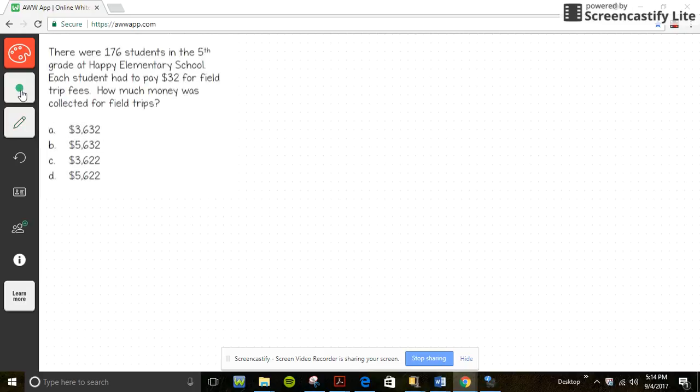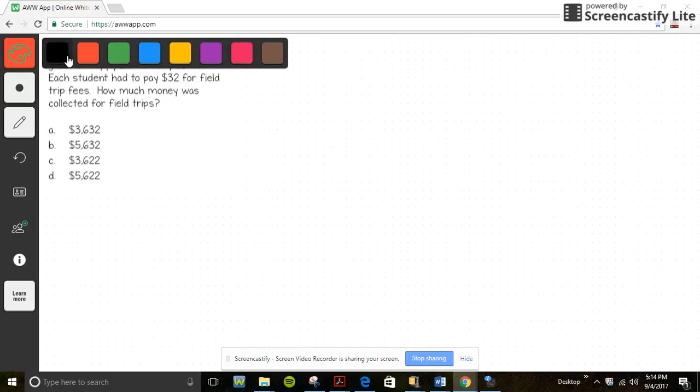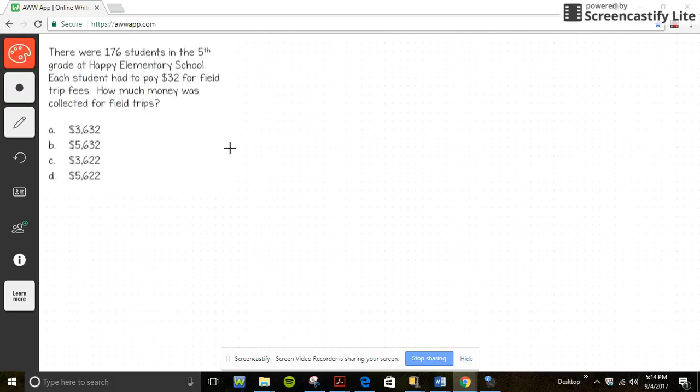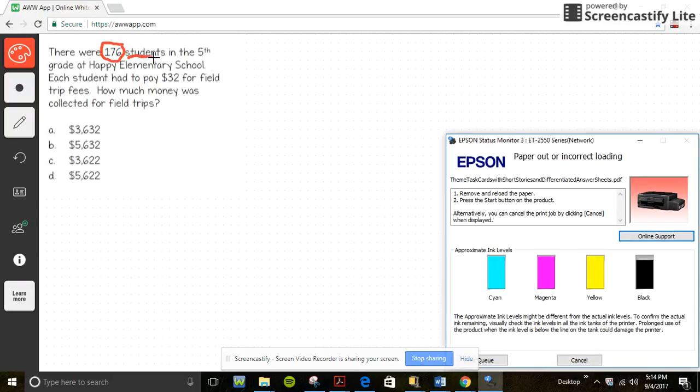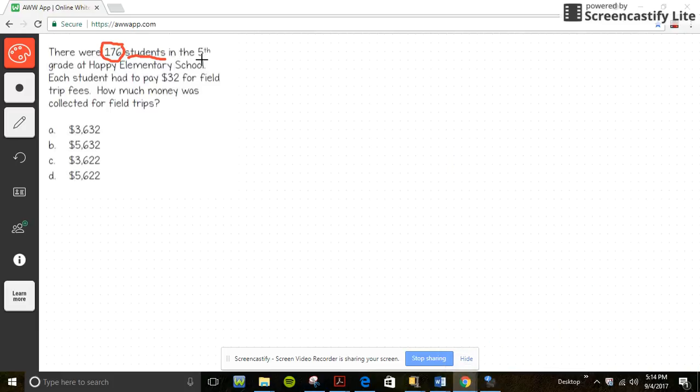So the very first thing I would like us to do, once we read a word problem, is circle the numbers involved. So we're going to circle 176 because that's involved with students. We're not going to circle the fifth because that's fifth grade. That's not a number that we need to know for this problem. And we're going to circle the 32, which is talking about money.